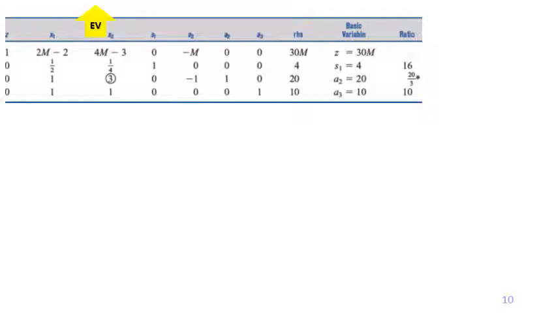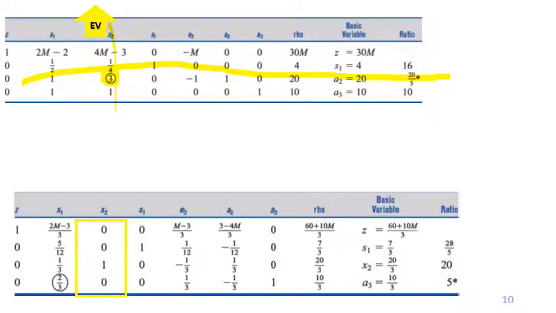You pick the most positive coefficient. So 4M minus 3 is more positive than 2M minus 2. And then you do the ratio test, pick the smallest one, and then perform row operations to make the intersection between the entering variable and the leaving variable the pivot. I'm sorry, it's not a very good line, but you see that here is the pivot. So what you want to achieve is this. The column x2 becomes 0, 0, 1, 0. So only 1 here in that position.